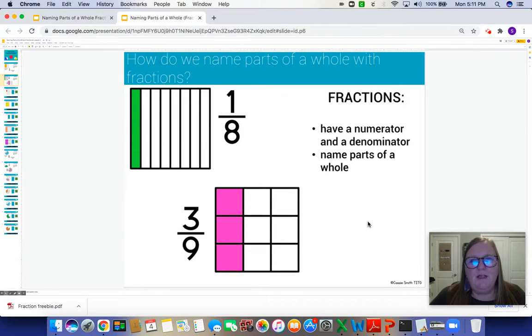The bottom fraction, there are 9 total pieces, which is the denominator, on the bottom right here. And the top number is 3, that's the numerator. So we say 3/9.